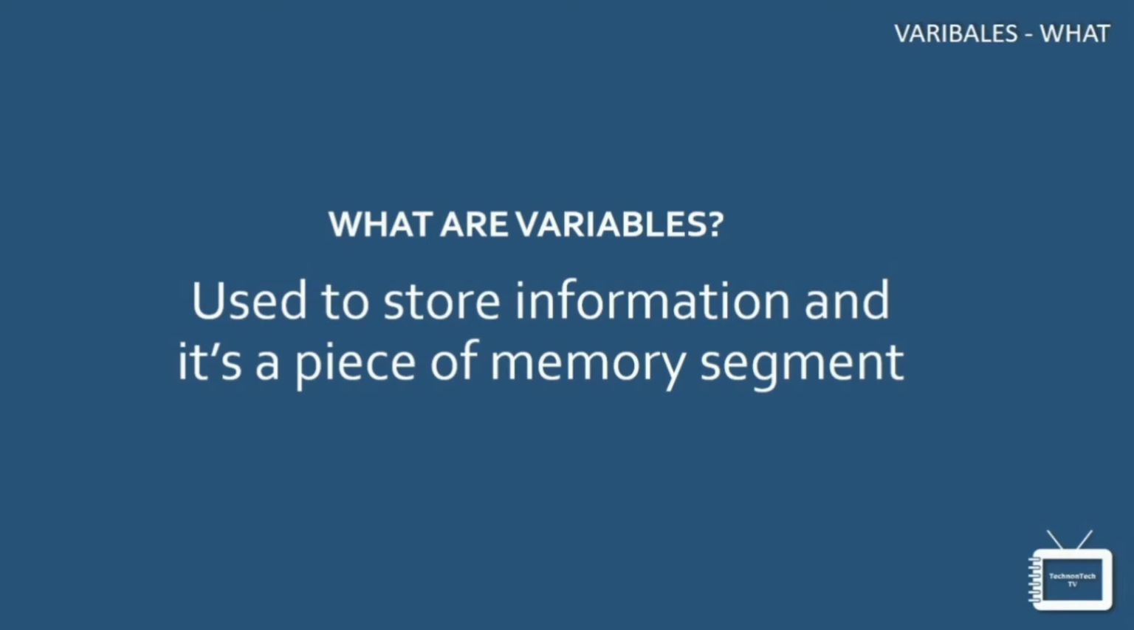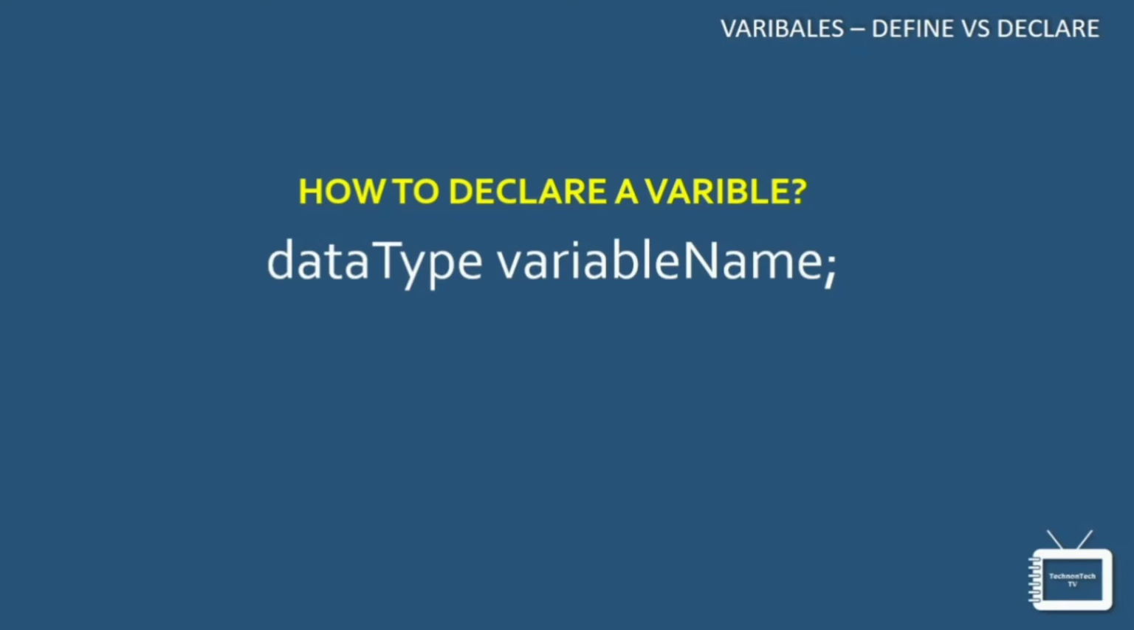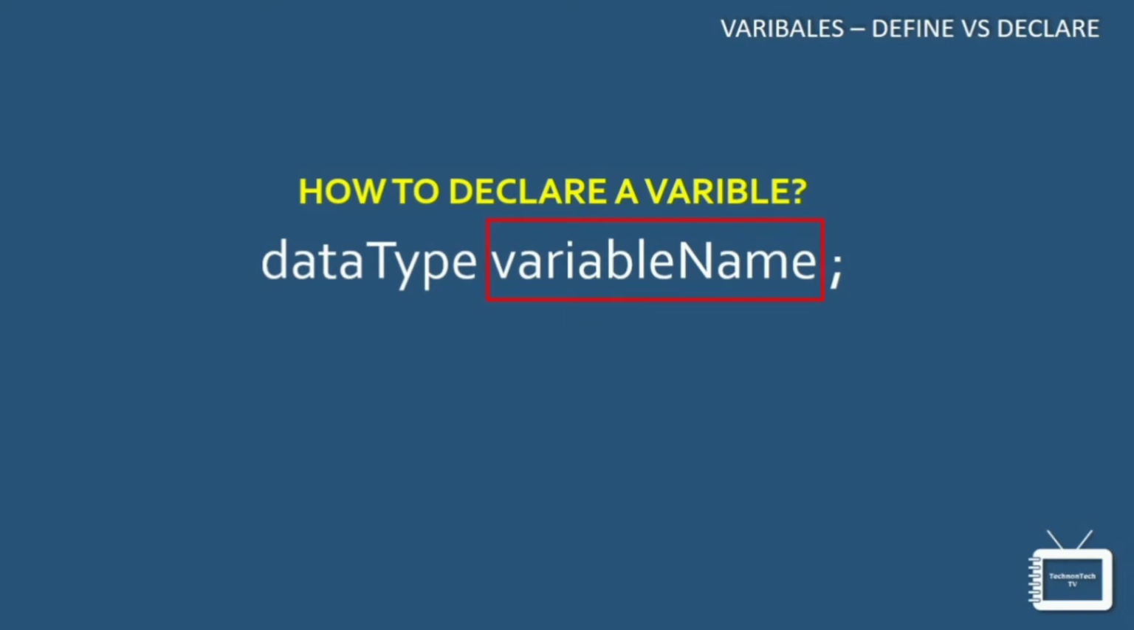So first we are going to look into the declaration and definition of a variable. So how to declare a variable and what it means. To declare a variable in Java is the following. You need to type a data type first, then the variable name and a semicolon to the end of the line. We don't assign any value to it here.